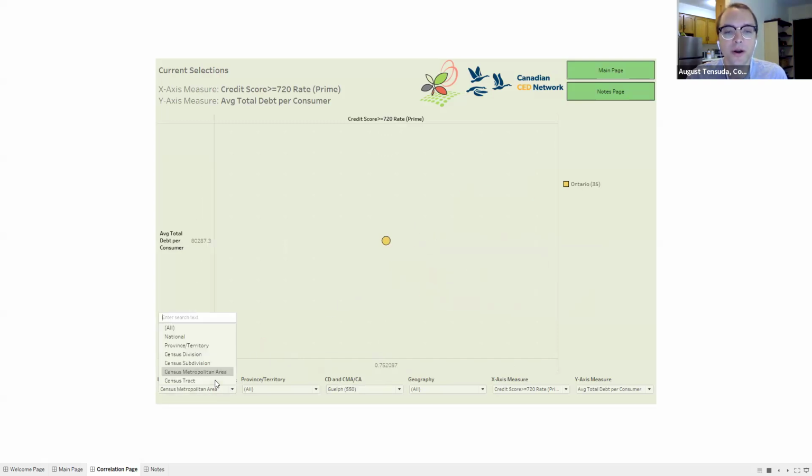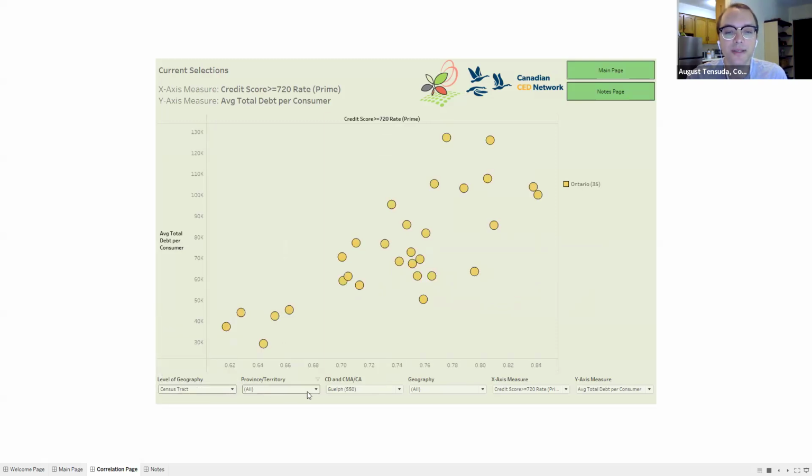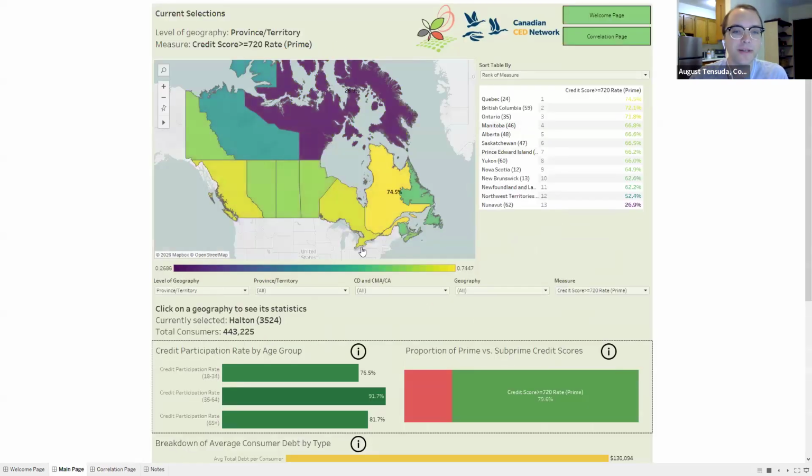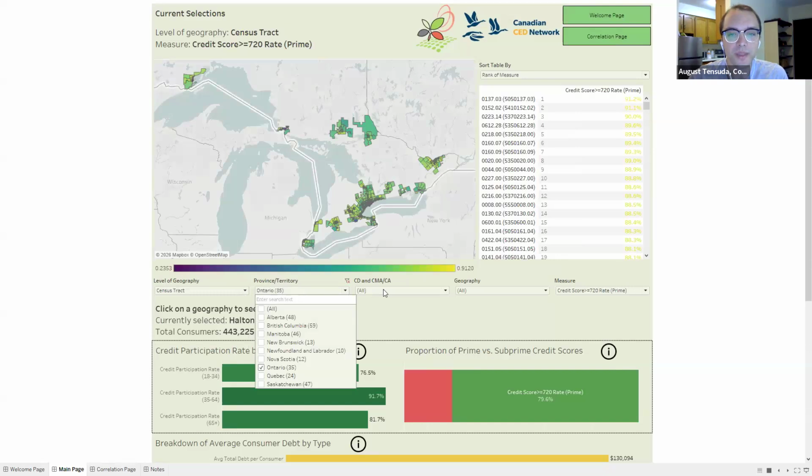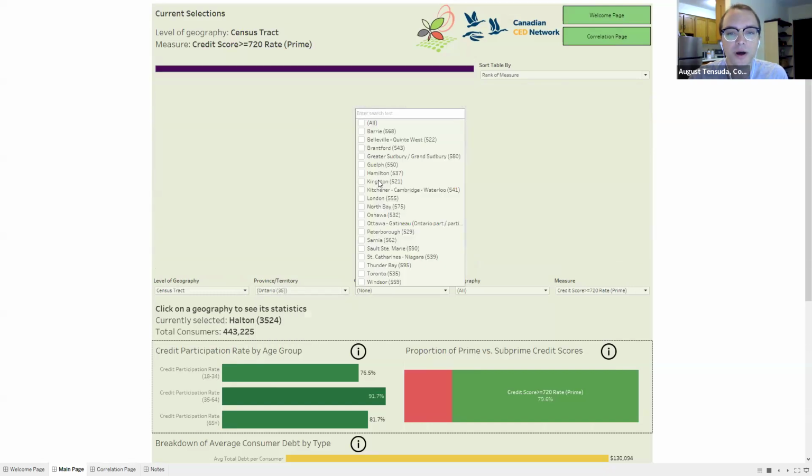So if you want, you can do it that way, or you can do it by starting with census tract and then using these drop downs to filter down. You can do it either way. So now we're seeing the different census tracts for Guelph. If you're not familiar with your census tract, then I would just recommend going back to the main page. And now we're going to do the same thing again. So this time we'll start with census tract. We'll drill down into Ontario, and then we will drill down into Guelph.